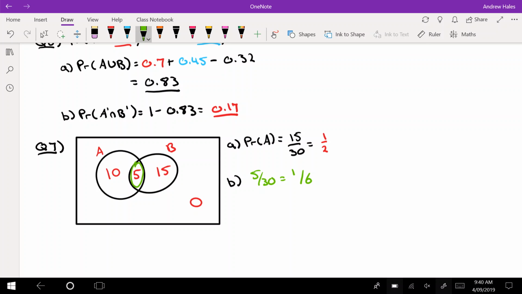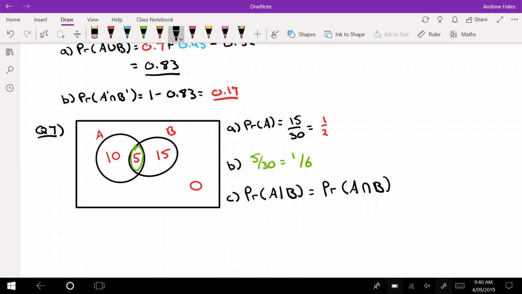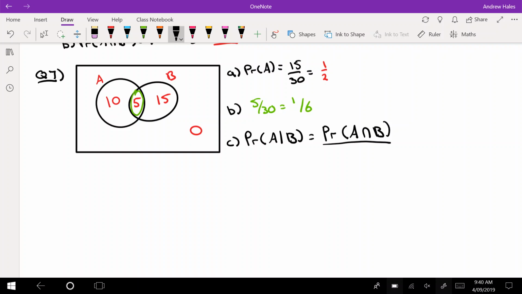The probability of A given B. Now we're talking about conditional probability. So just to remind you guys of the formula, probability of A given B equals the probability of A intersection B, over the probability of B. All right. What's in both of them? What is the intersection? We just figured it out as 1 out of 6. But since the probability of B is going to be out of 30, I'm just going to leave it as 30 for now. So that's 5 out of 30.